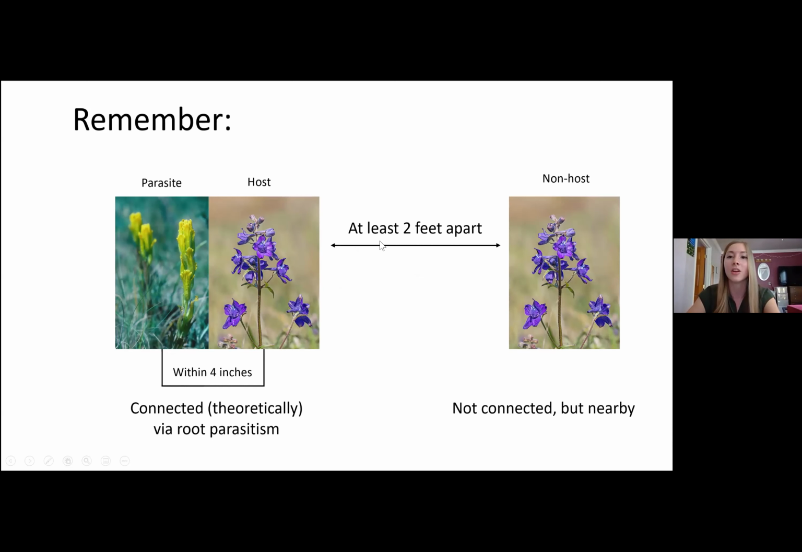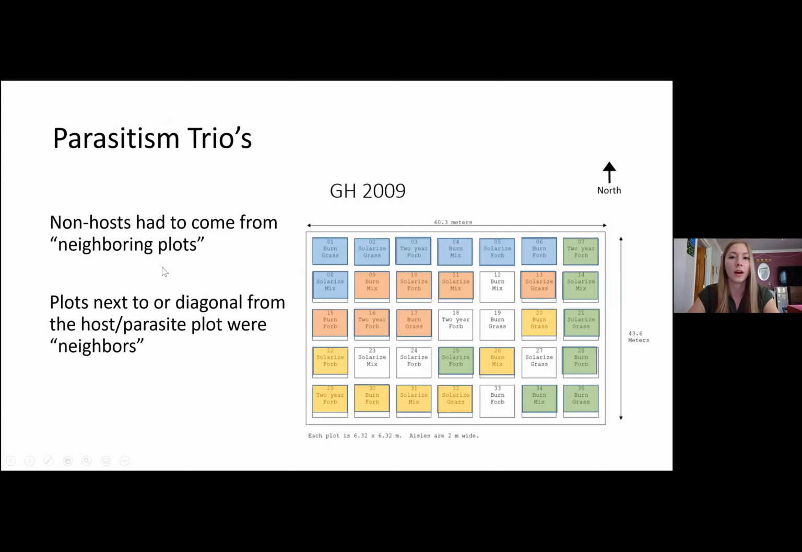We also collected non-host plants that were at least 2 feet apart from our host plant and our parasite, just to make sure that this non-host was not being parasitized. However, we wanted to collect it from a nearby plot to make sure that microclimate wasn't affecting the bacterial OTU composition of these plant stems. So I took these non-hosts from neighboring plots, which essentially means that the plots were either immediately next to or diagonal from the host and plant plot that they were taken from.